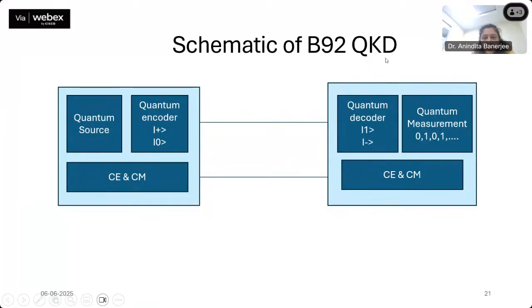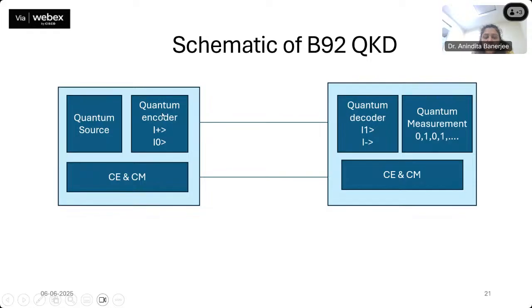This is the schematic of a B92 QKD. So this is another QKD I'm discussing here. Earlier you had seen BB84, where you had 4 states, right? So these people met again and said, okay, fine, using the non-orthogonal principle, we cannot clone non-orthogonal states. I can use that principle and I can decrease the number of states.